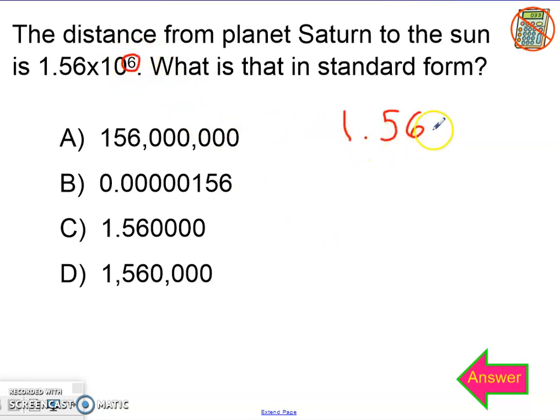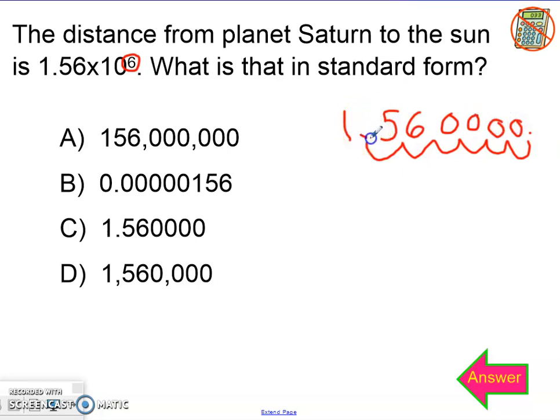Now, which way do I want to move the decimal? Well, a positive exponent tells me that this number in front is going to get bigger. So I want to move the decimal 6 times to the right. 1, 2, 3, 4, 5, 6. So we want to fill in our empty place values with zeros. I should have 4 empty place values.